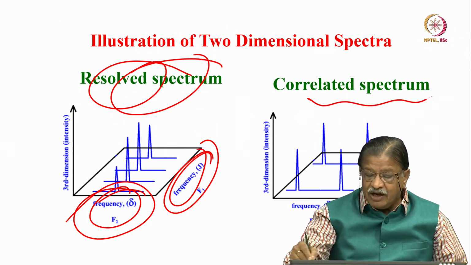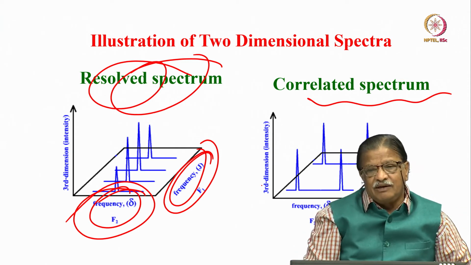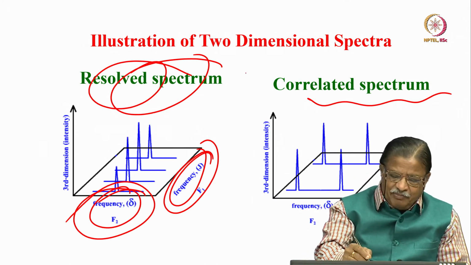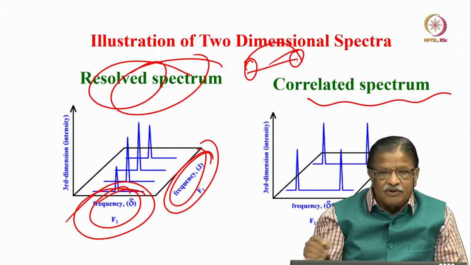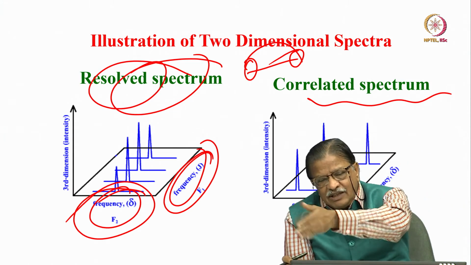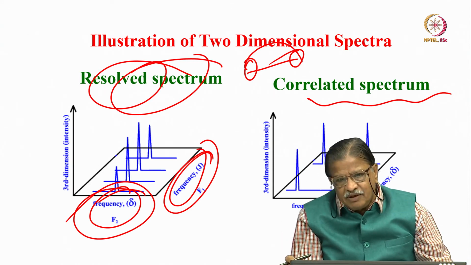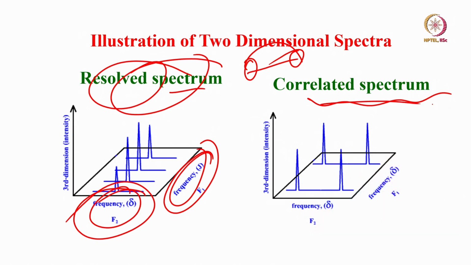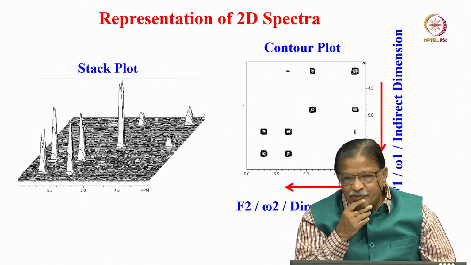Otherwise, we also have a correlated spectrum. In the sense, I can correlate information from one part of the molecule to another part. For example, there is a big molecule, I have a proton here and I have a proton here. I can correlate how it is coupled to this. I can correlate the information from one of these spins with the other spin. This is called a correlated spectrum. So there are two ways. You can have a resolved spectrum and you can have a correlated spectrum. Both are possible. Okay. So how do you represent the 2D data?